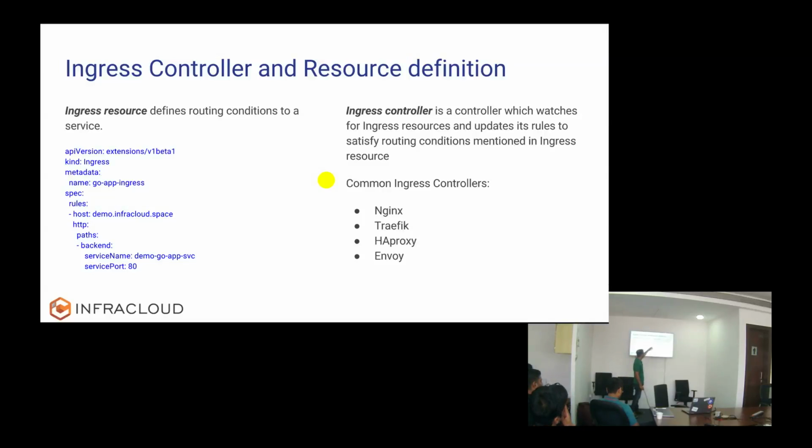There are a few different vendors or distributions of an Ingress controller. Nginx is one of the most famous ones. There is Traefik, which is also pretty commonly used. HAProxy was very recently released, and Envoy is something that is used with Istio. So these are some common Ingress controllers. Today we will be looking at Nginx.